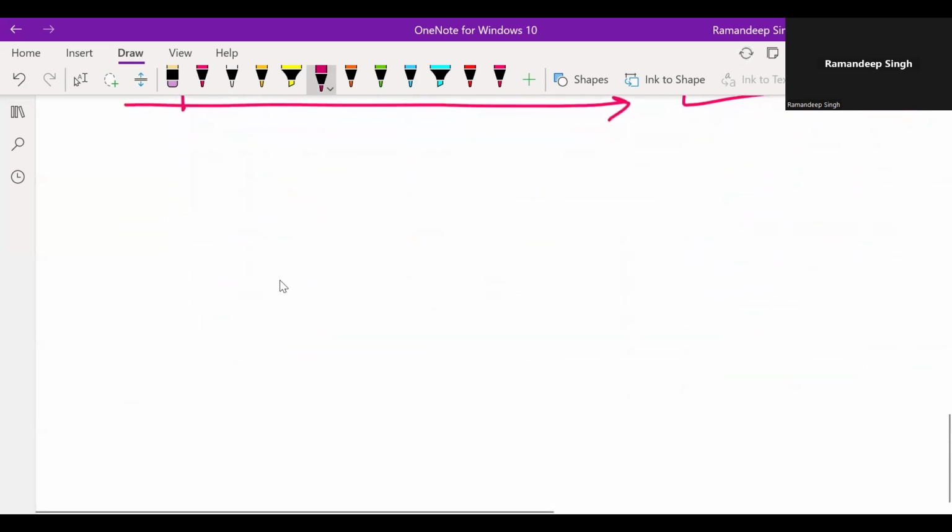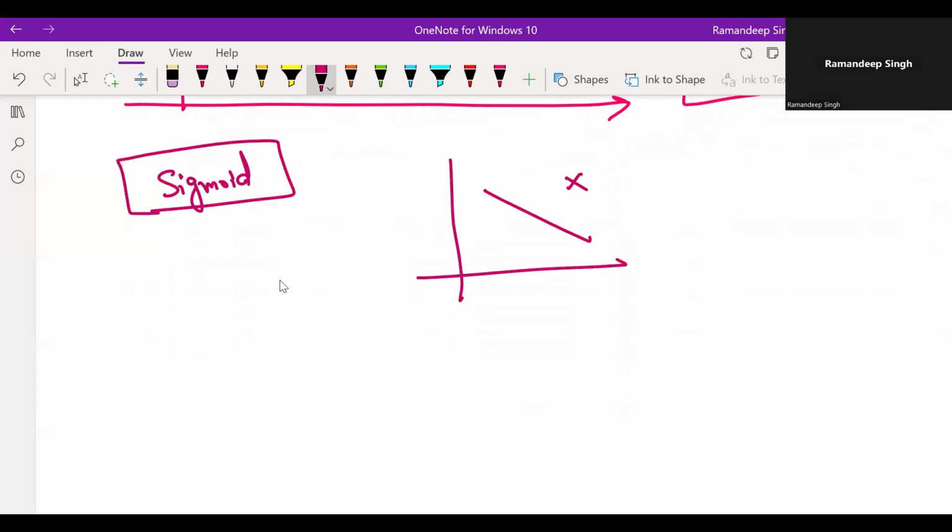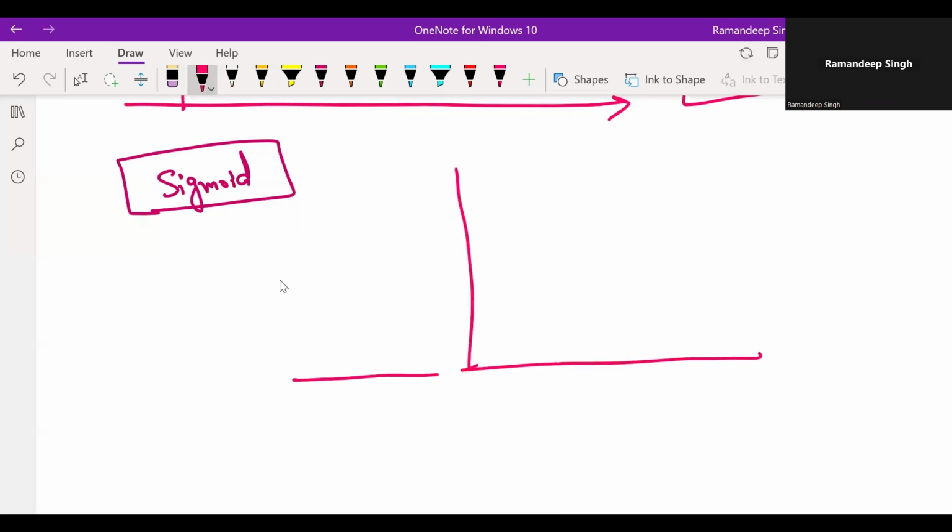To solve this, we have the concept of the sigmoid function, which will tell how far a point is from the classification line, right? I will explain it. First of all, let's understand what the sigmoid function is. The diagram of sigmoid looks like this.